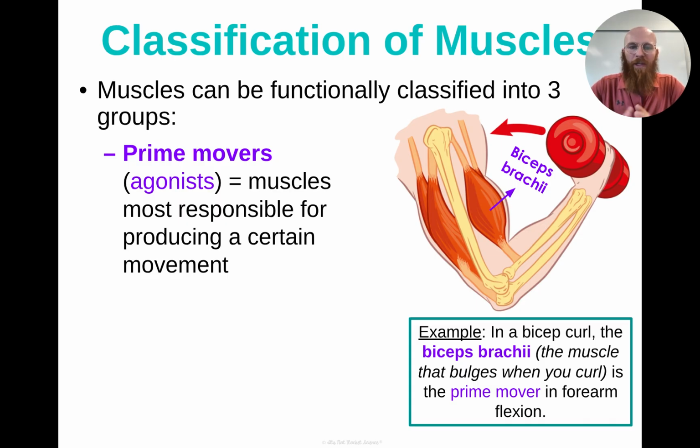All right, so some classifications of muscles. Muscles can be functionally classified into three big groups. You have your prime movers, or agonists. These prime movers are the ones that are most responsible for providing a certain movement. An example here, like in the image, is your biceps brachii. That is the primary muscle, the one that bulges when you curl your arm. It's the primary mover in a bicep curl. So anytime your forearm flexes, so your forearm comes closer to your upper arm, that is primarily because of the action of your biceps brachii.